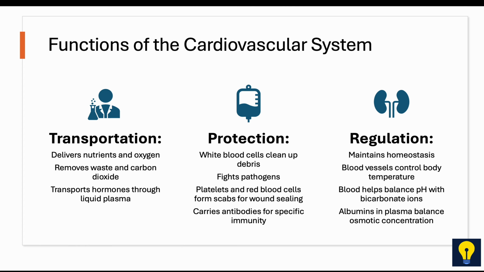Lastly, let's go over regulation. How does the cardiovascular system regulate our bodies? As we've mentioned before, we have two processes, which are vasodilation and vasoconstriction, but that's not all. It also controls the pH of the blood and balances the osmotic concentration of our cells.